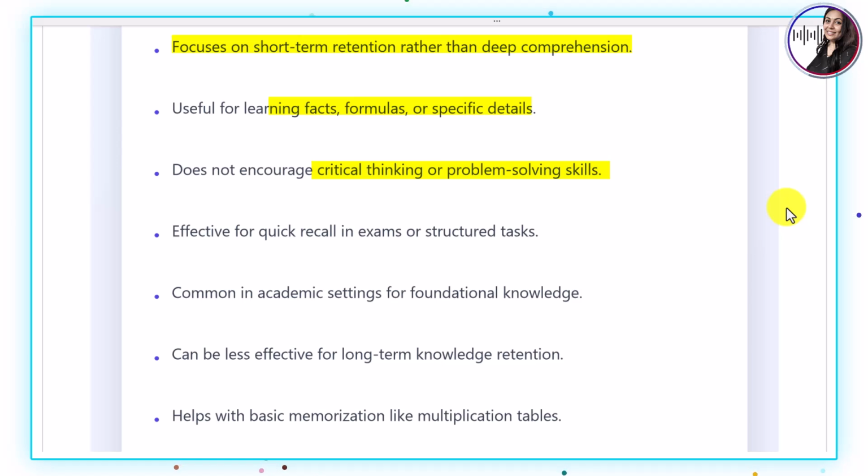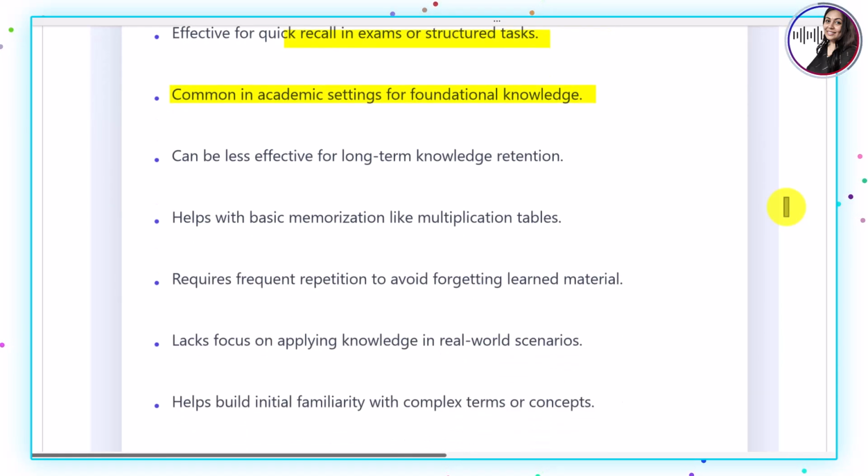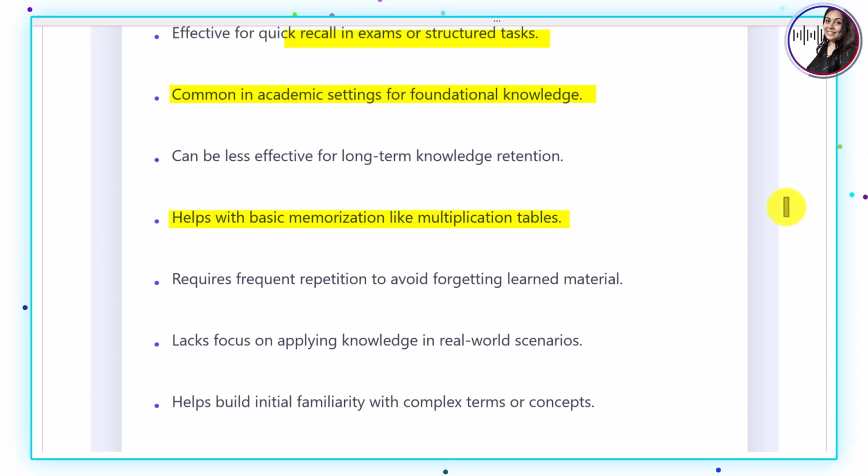In many academic environments, rote learning is commonly used to build foundational knowledge. It works well for tasks that require structured responses, such as examinations, where quick recall is essential. For example, memorizing multiplication tables or chemical formulas relies largely on rote repetition. That said, this method can become less effective for long-term knowledge retention, especially if repetition is not maintained. Without frequent revision, the learnt material is easily forgotten.